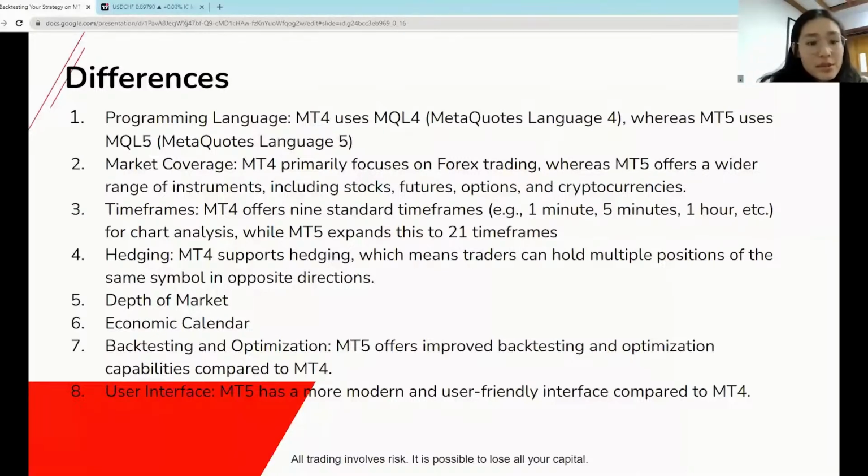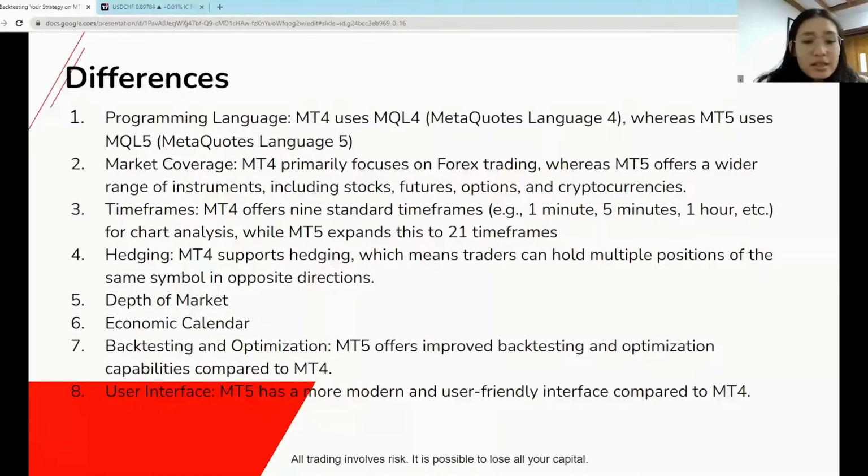Next, we have depth of market. MT5 includes the DOM feature, also known as level 2 data. It provides traders with information about the current bid and ask prices, as well as liquidity that's available at the different price levels. However, this feature is not available in MT4.